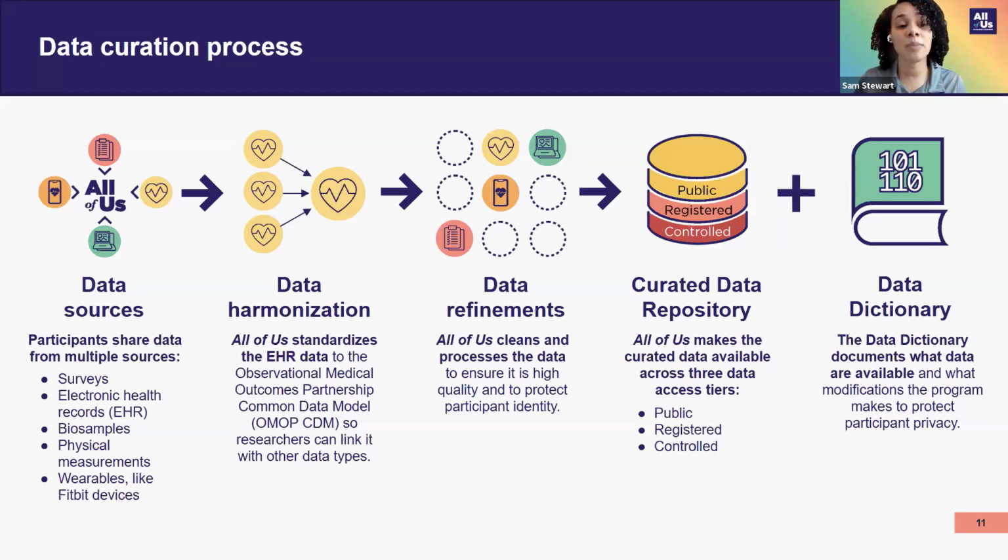The CDR is kept on a secure cloud platform, which is the Researcher Workbench, and we currently use Google Cloud Platform to power the All of Us Researcher Workbench. We do offer a data dictionary that might be really good for you to review. That data dictionary looks at the metadata tables that we have all of our data types stored in, so that when you are pulling data into the Researcher Workbench, you know what you're looking at and how the data is structured.